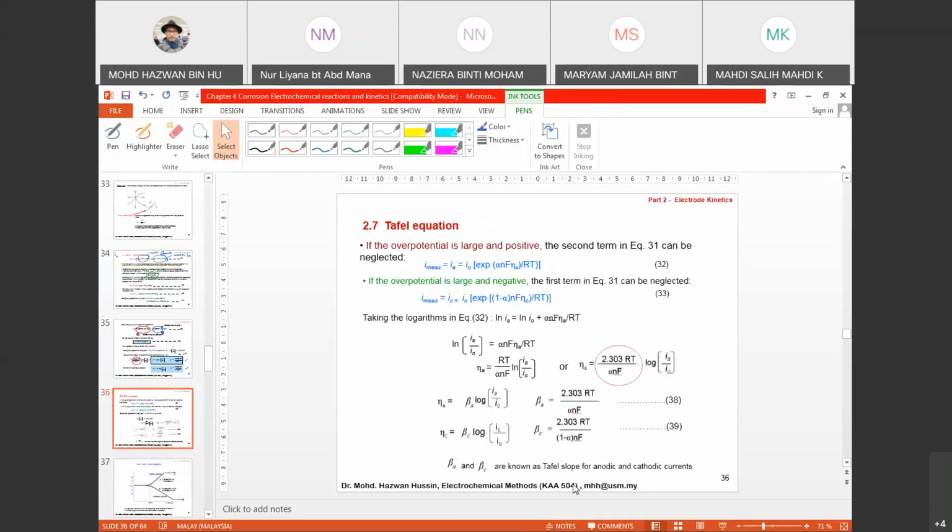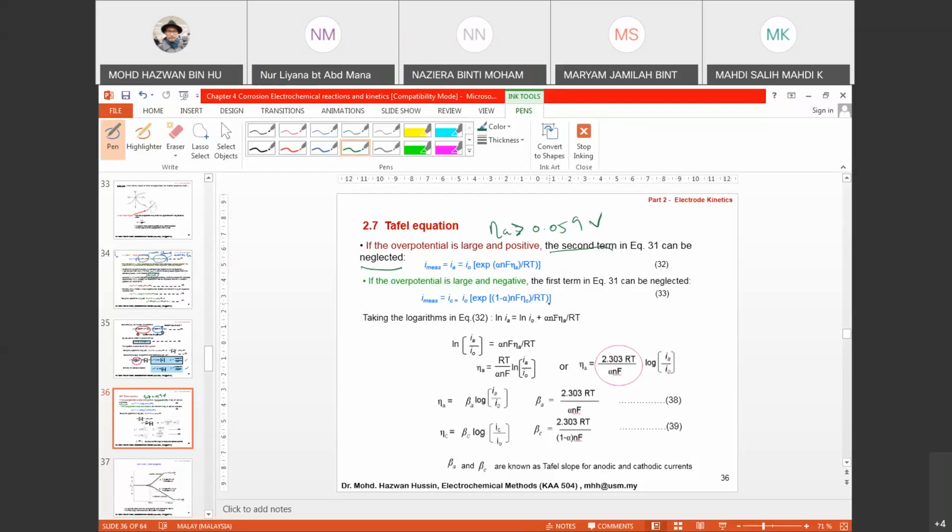Just to extend a bit about the Tafel equation that we have seen slightly so far, if the overpotential is large and positive, the second term can be neglected. This is actually what I've told you earlier. If the overpotential is greater than 0.059 volts, then the second term can be neglected. You only have the first term of Butler Volmer, which is the forward reaction.